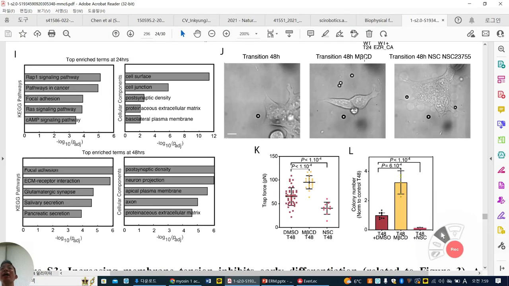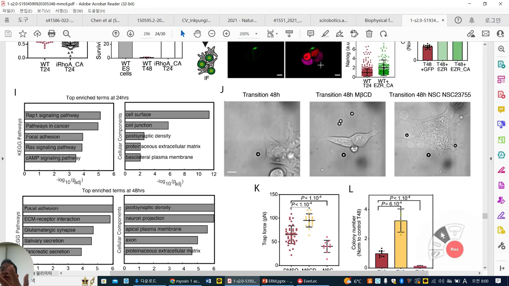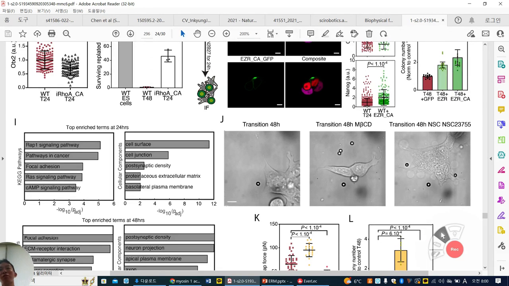And then MBCD. MBCD is one of the molecules to increase the membrane tension. So in 3D structure, or 2D, if we want to link it, membrane tension is important to your context. MBCD is a membrane tension enhancer. That is, NSC is a membrane tension decreaser. So these two molecules, I got from this paper.